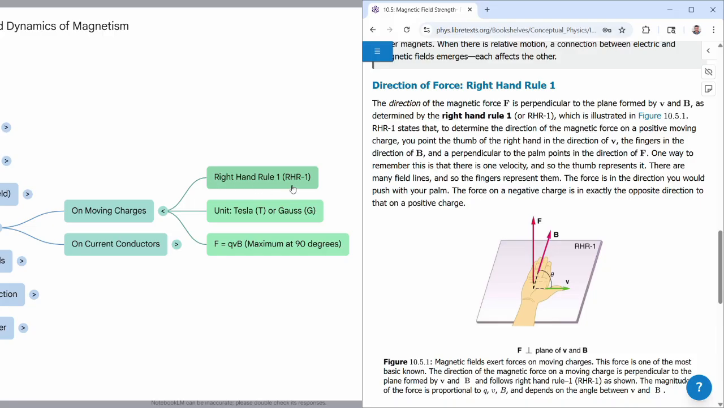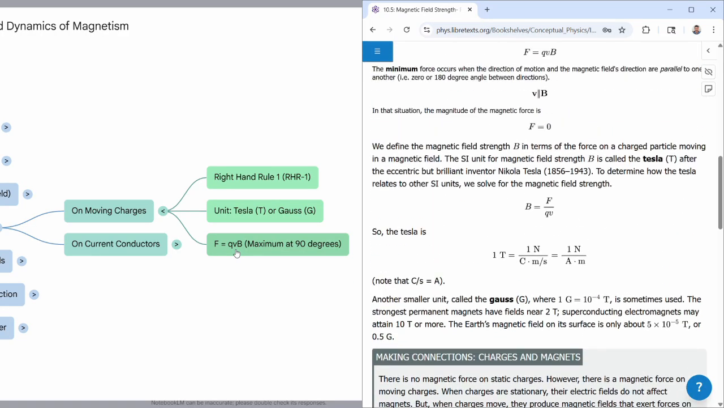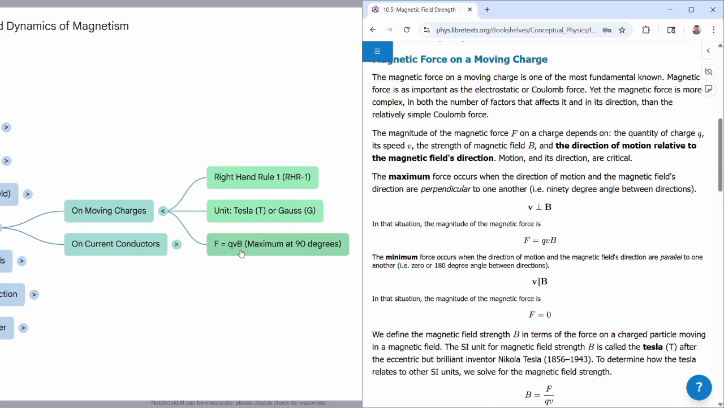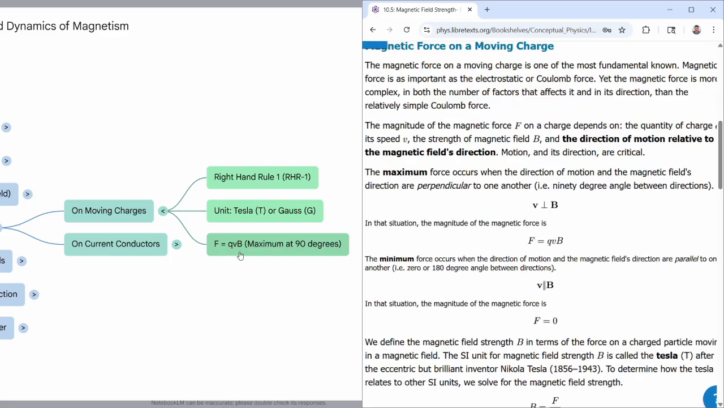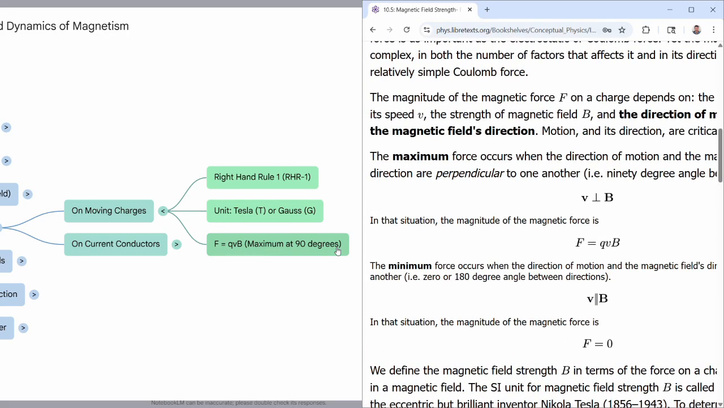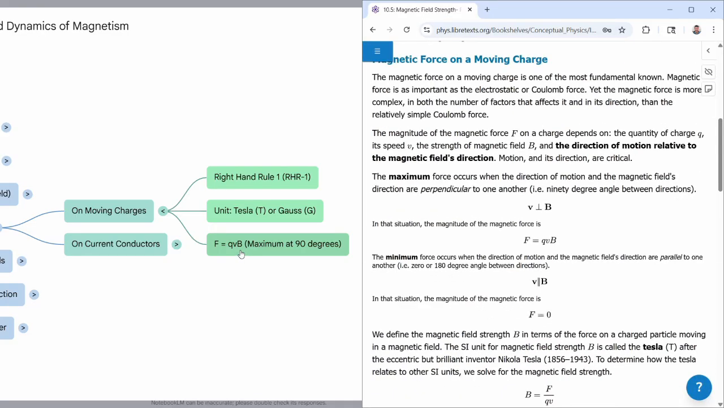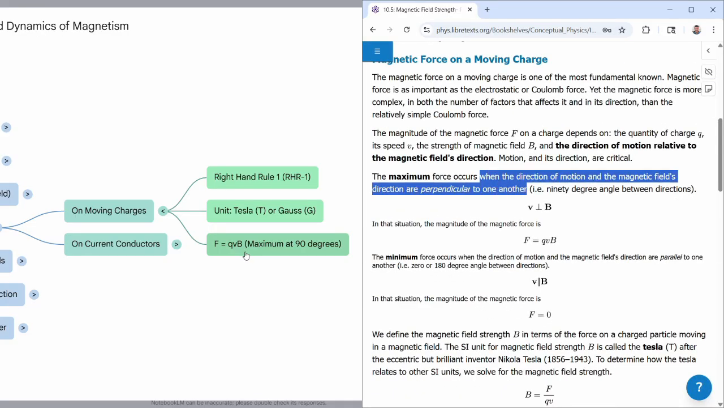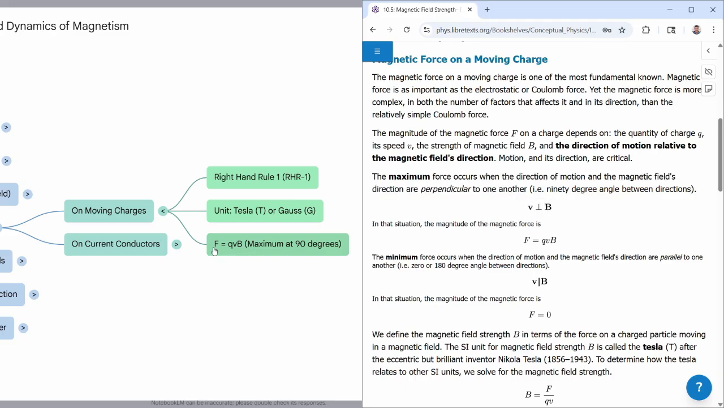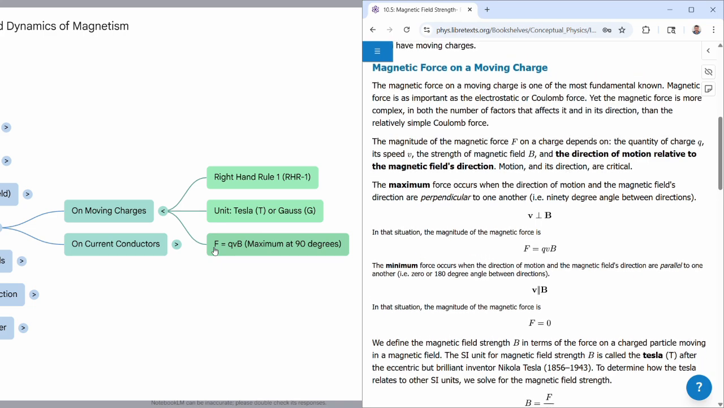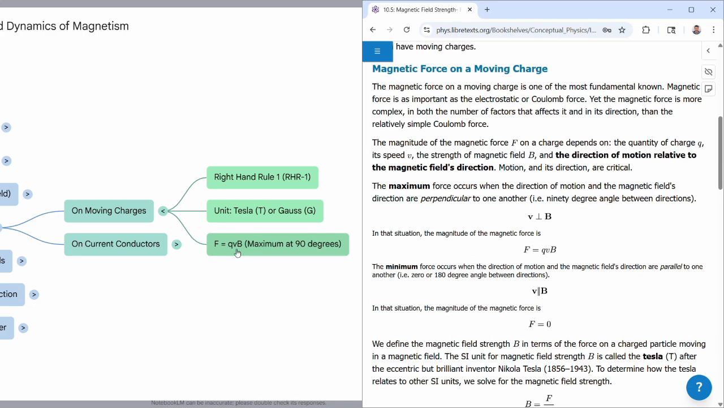So in the textbook, we introduce the right-hand rule in the context of magnetic force. We do give you a formula for the maximum magnetic force that can be on a charge q, an electric charge, moving at speed v in a magnetic field of strength B, given by this product, q times v times B. It says maximum at 90 degrees because the magnitude of this force depends on the relative direction of the velocity and magnetic field. If the velocity and magnetic field are at 90 degrees, that's where you get the maximum magnitude of the force. If there is some angle, then the force is reduced by a factor of sine theta, where theta is the angle between these two vectors.